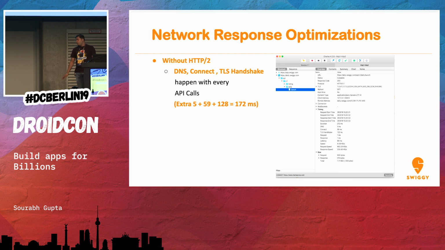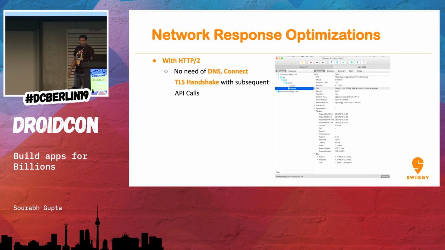So how does HTTP2 give that advantage? Without HTTP2, for all the further requests that we are doing, we have to pay the time for DNS connect and the TLS handshake. So we ended up adding that time in every API call. With HTTP2, all DNS connect and TLS handshake time will be removed for the subsequent API calls. All that time optimization will be done for all the API calls.